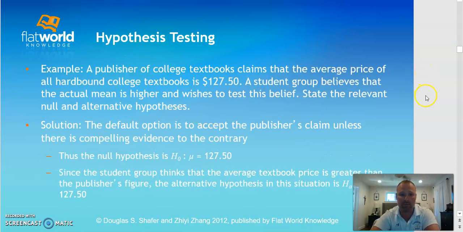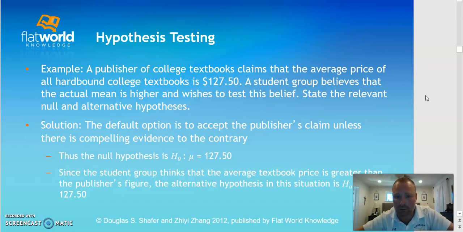So here's an example for you. A publisher of college textbooks claims that the average price of all hardbound college textbooks is $127.50. A group of students believes that the actual mean is higher and wishes to test this belief. State the relevant null and alternative hypothesis.